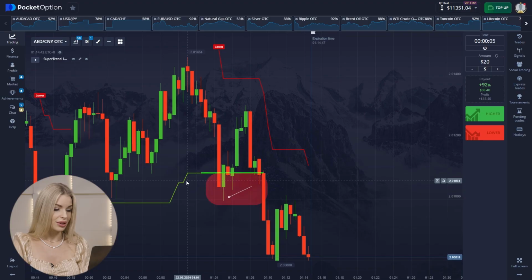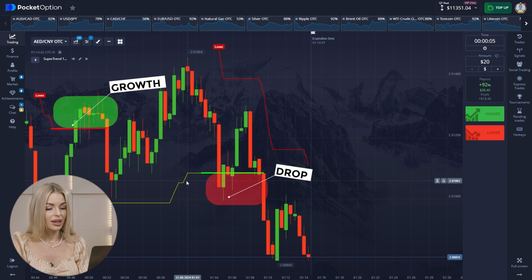Trading on it is very simple. If the candle closes below the blue line, it is a signal of a price drop. If it closes above the red line, it is a sign of growth. If used correctly, it means virtually no false signals and consequently high profits. Use it to your advantage.